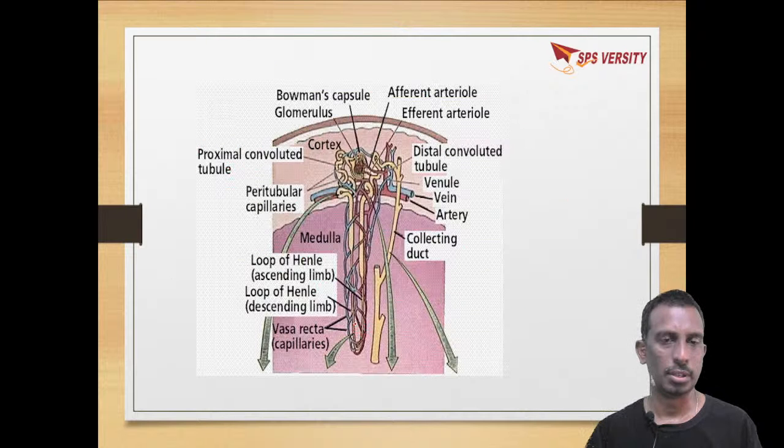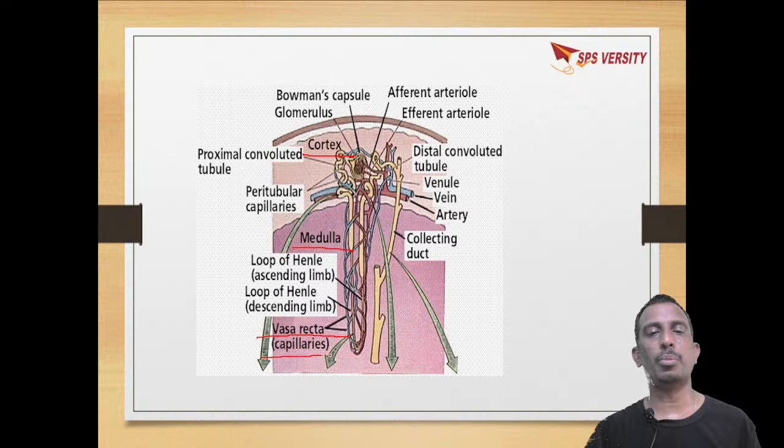Here, the loop of Henle is present in the medulla along with peritubular capillaries. These peritubular capillaries which surround the loop of Henle are called vasa recta. The remaining parts, the glomerulus, the Bowman's capsule, the proximal convoluted tubule and distal convoluted tubule, are all present in the cortex, which is surrounded by blood vessels. The blood vessel which surrounds the loop of Henle is the vasa recta.